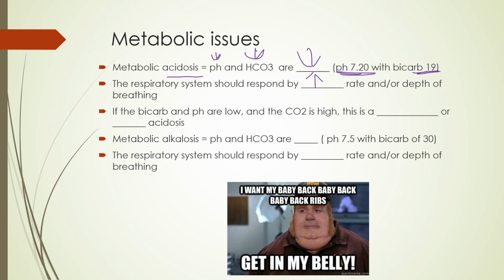If the bicarb and the pH are low, and the CO2 is high, this is called a combined or mixed acidosis. So this means everything's going in the direction of an acidosis. All right, what does that mean? Just give me some numbers there, because this might help me out. Okay, so let's do pH, CO2, and then bicarb.